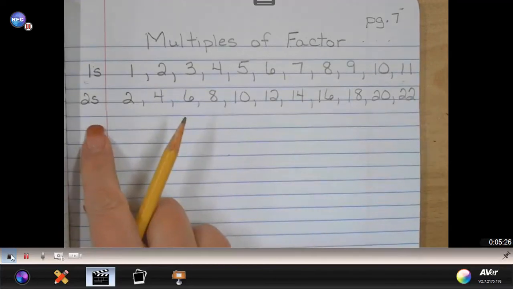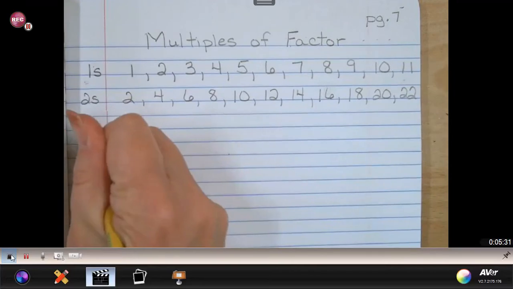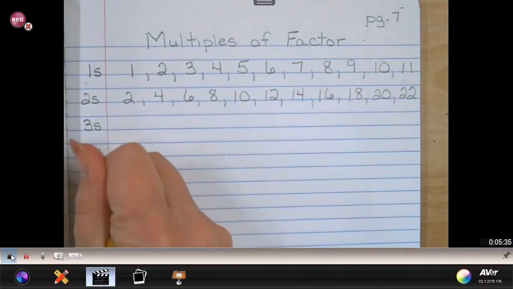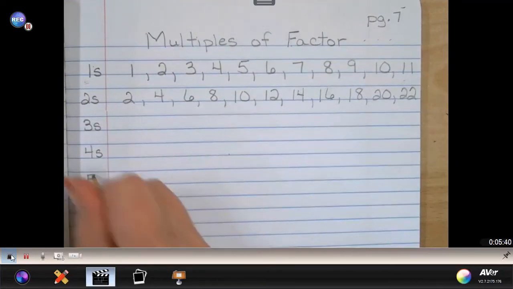I'm going to skip my 3's for right now, but I'm just going to go ahead and put 3's here just as a placeholder. And also my 4's as well. And I'm going to go down to my 5's here.